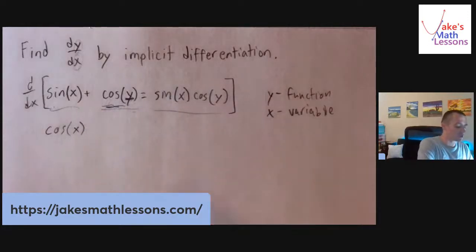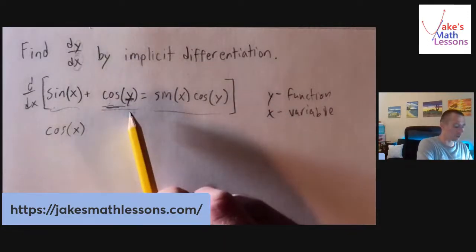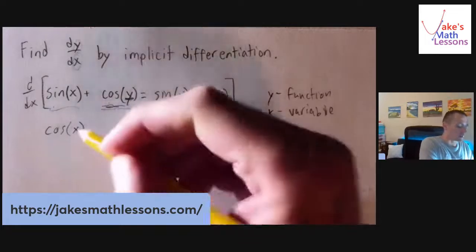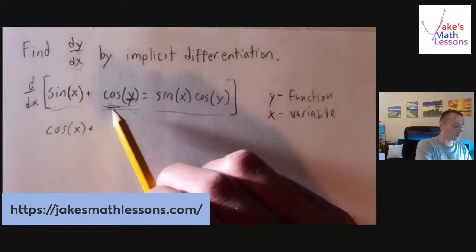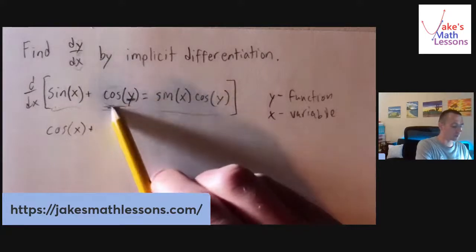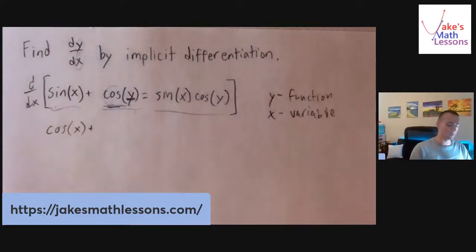So the derivative of this term here, cosine of y, like I said, we're going to have to apply the chain rule, which just says that we're going to do the derivative of our outside function. So the derivative of this cosine piece, the derivative of cosine, is negative sine.